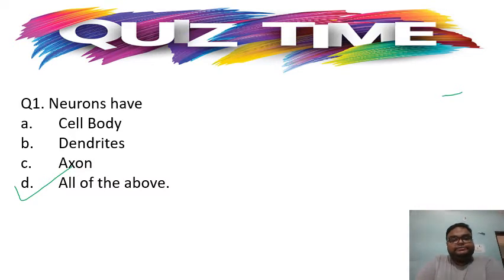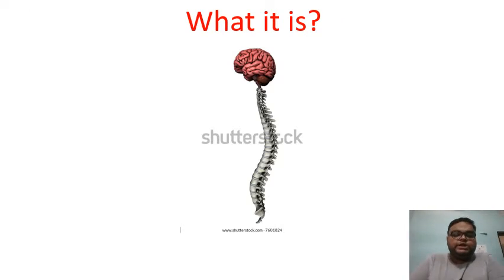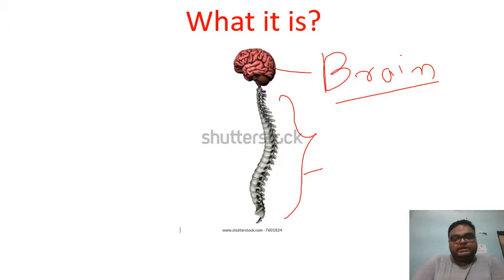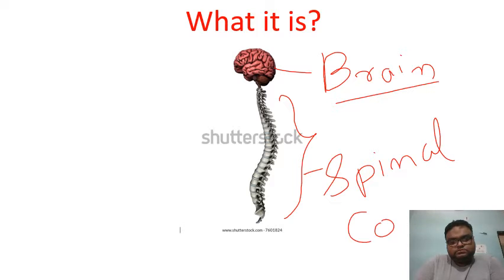Now let's proceed ahead. So students, let's do one more thing. Let's observe this picture. And what can you see in this picture, students? Yes, this is the brain, right? And this is the spinal cord, isn't it? Right. So why are the brain and the spinal cord necessary for us? Have you ever wondered why they are so necessary for us?